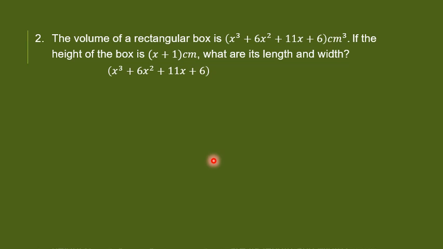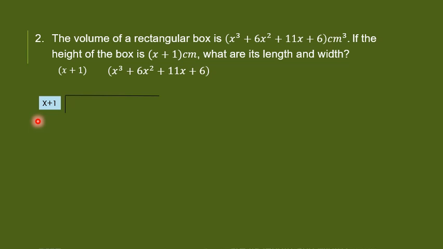Common monomial factor? No. Perfect square trinomial? No. What else? General trinomial? No. How about the difference of squares? No. So we need to divide by the height. So what are we going to do? Divide. This is the steps of dividing a polynomial. In grade 7, this is the topic of dividing a polynomial.